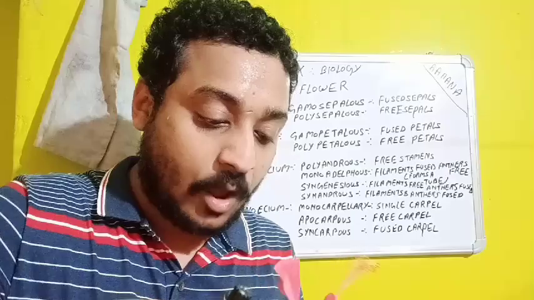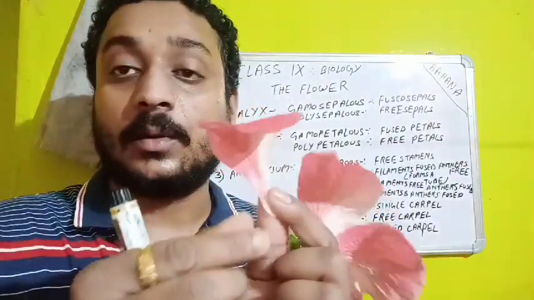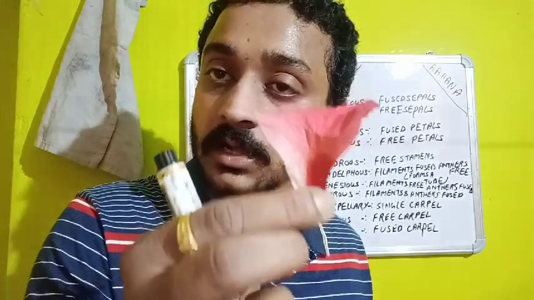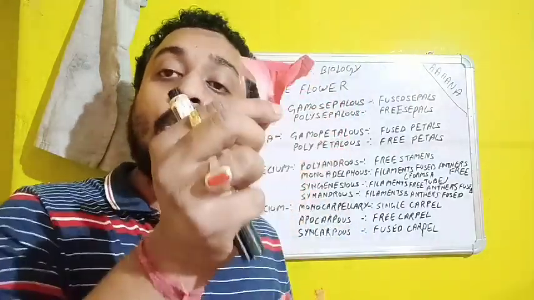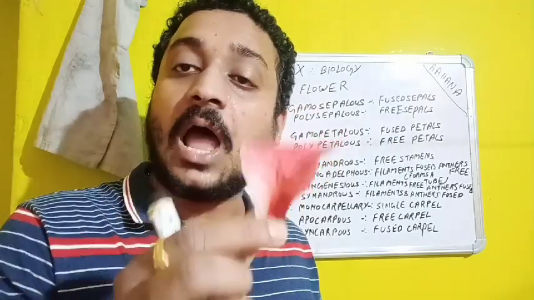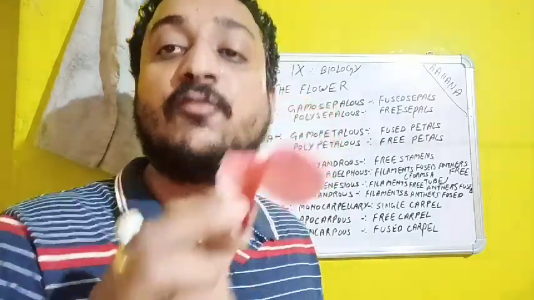The petals of the flower. This is the corolla of the flower. The petals of the flower is called as the corolla of the flower. This corolla of the flower will allow the flower to be very much colorful.